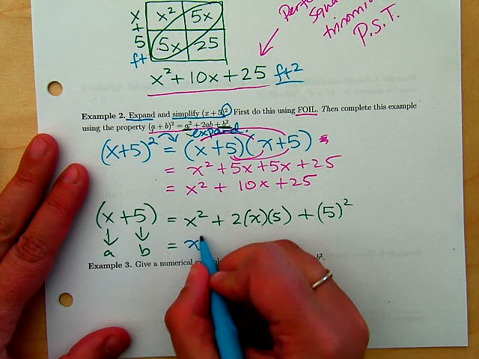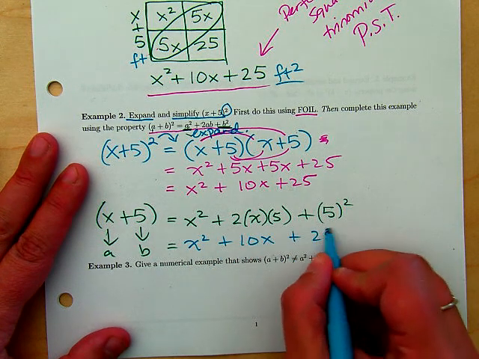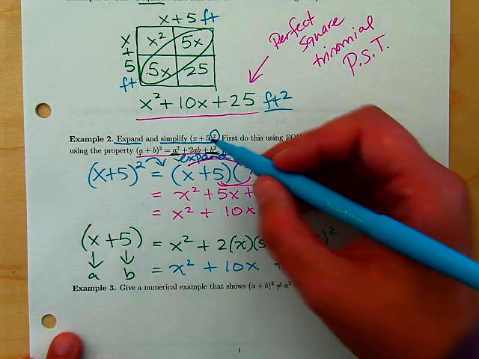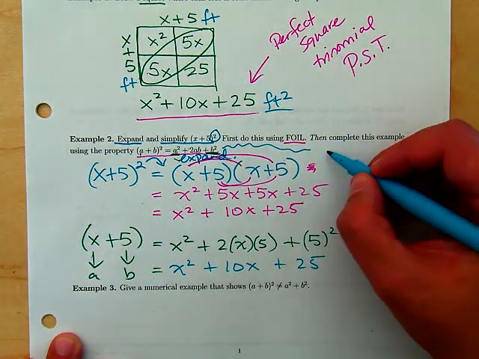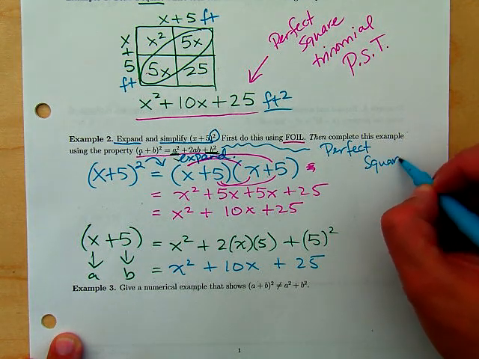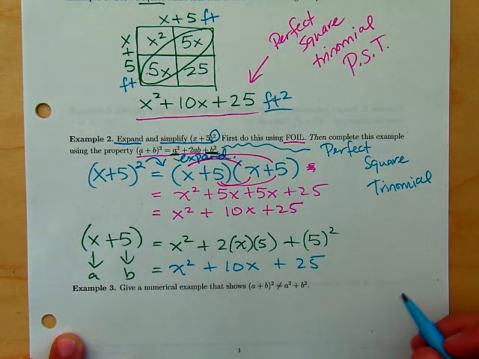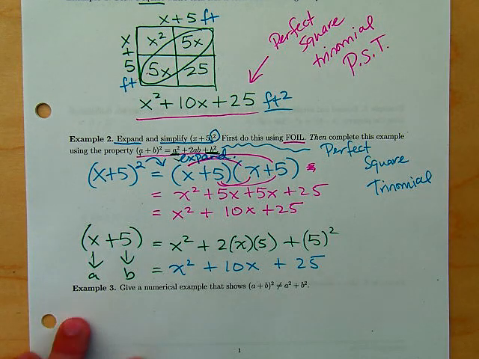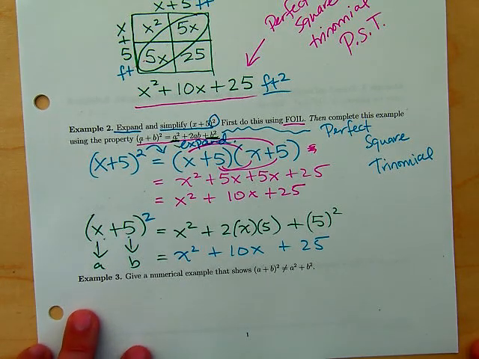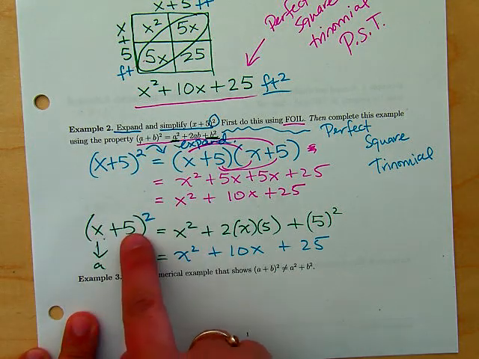Same answer, x squared plus 10x plus 25. So this is all going to show you that you can use this formula for the perfect square trinomial. Always when you see a number times itself, oops, I meant squared. Oh, I forgot my squared. So you see I have a binomial squared.